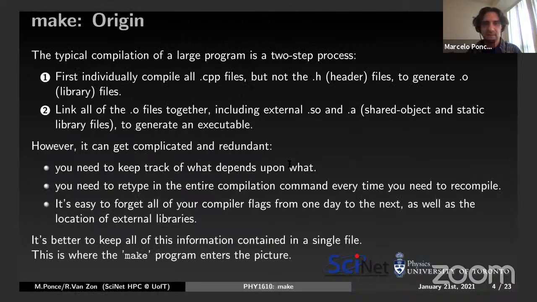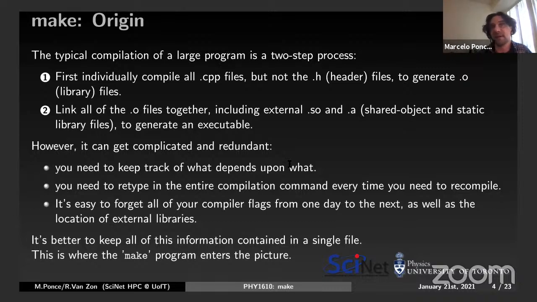So let me talk a little bit about make. Many of the things I mentioned before: the compilation of large programs basically requires two processes. First, individually compile each of the source codes to generate these binary object files, and then link the objects together to generate the executable. I mentioned this, however, it can get complicated and redundant. You need to keep track of whatever dependencies are there. That's another thing I forgot to mention, but if you have dependencies, they have to be tracked.